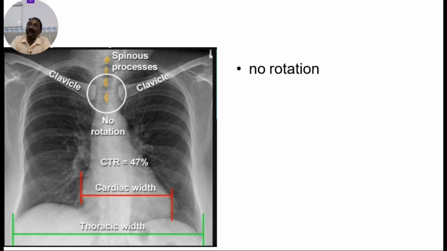So from tomorrow onwards, you look at the rotation of the film. How is the spinous process? Is it equidistant from your sternoclavicular joints or not? If it is rotated to one side, with one clavicle closer, then the film is rotated and there will be an apparent cardiomegaly.